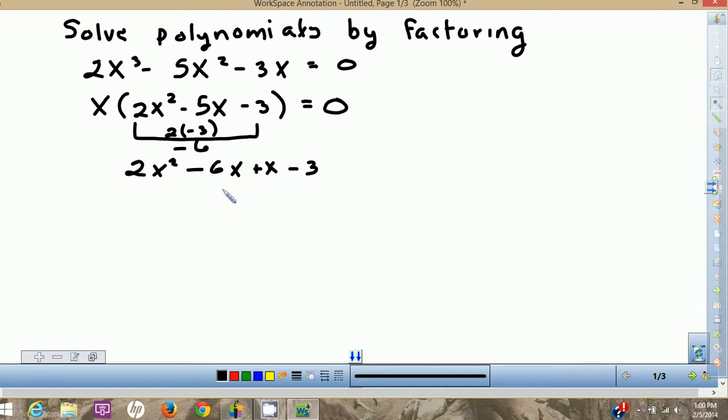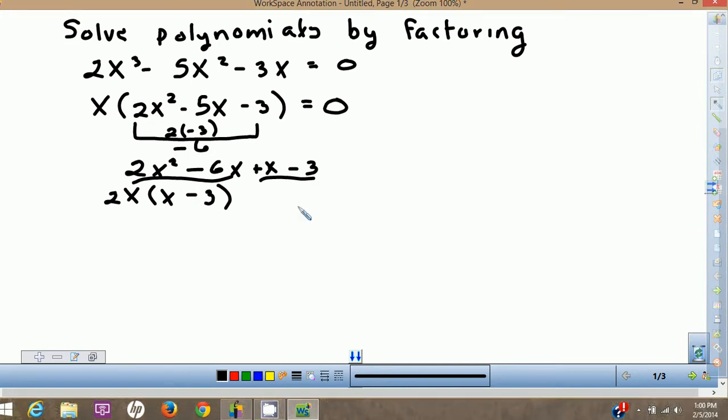So now, look for common factors in the first two. Well, what can I take out of 2x squared minus 6x? I can take a 2x. So this becomes 2x times x minus 3. Then I look at the last two terms. What can I take out as a common factor? Well, there's nothing there that I can pull out. But I can't just make that 0. I need to end up back where I started. So this is a plus 1. If you can't find anything else to take out, you can always take out a 1. And that leaves me with x minus 3.